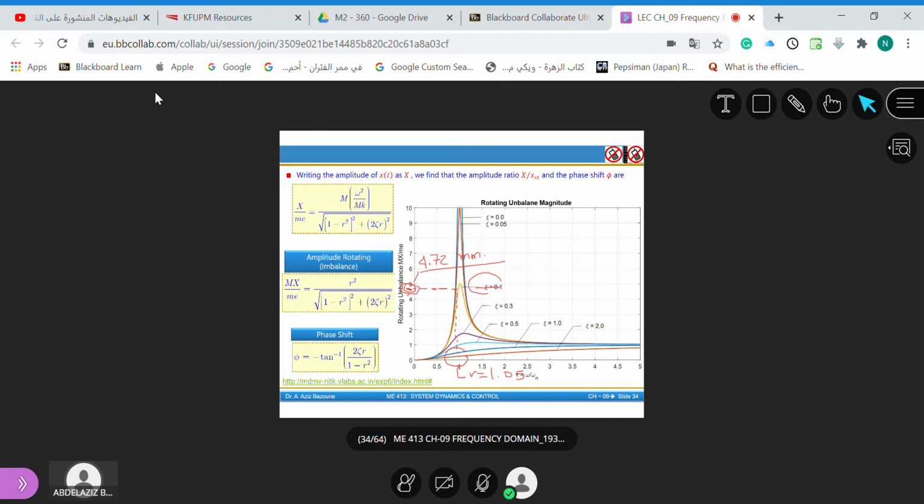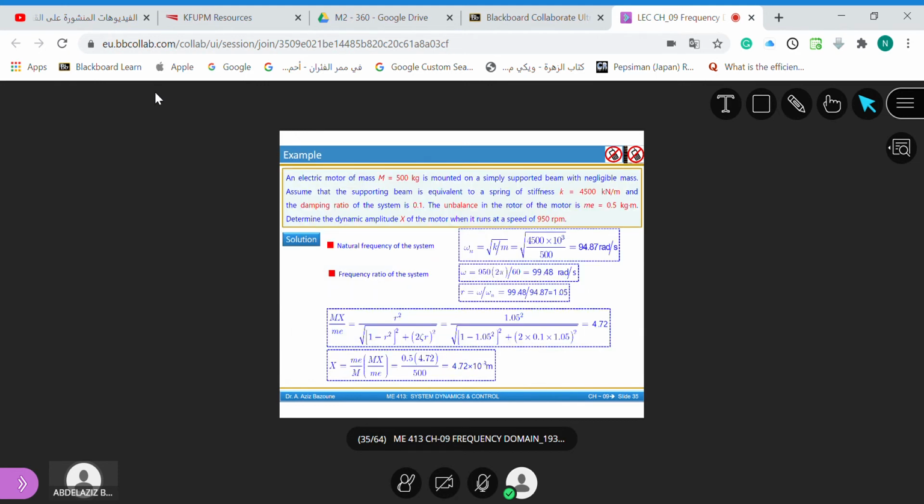So here zeta is equal to 0.1 and R is equal to 1.05. With these values, we found for X that the amplitude is equal to 4.72. Any questions? This is what we found here, 4.72. Any questions?